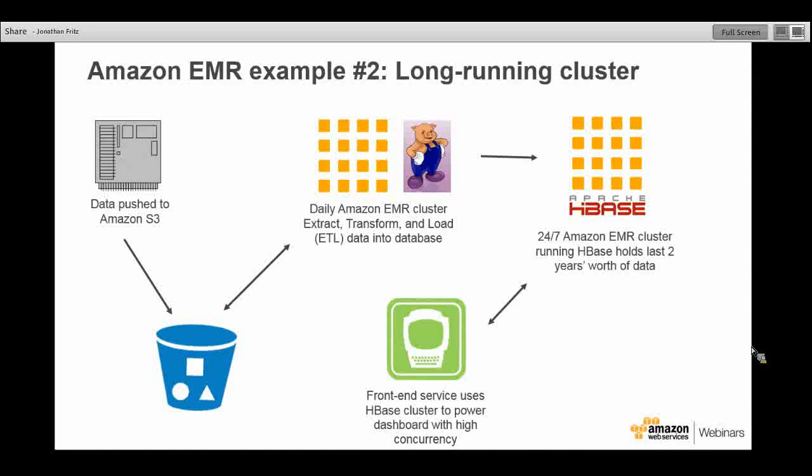So a lot of times we see HBase tables backing a front end, a UI, to be able to serve up information very, very quickly. And that is running on EMR. EMR is managing that cluster.